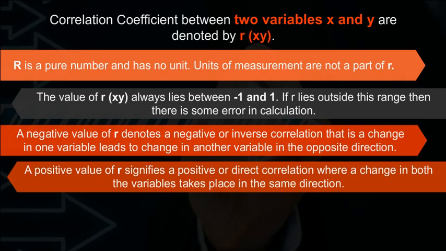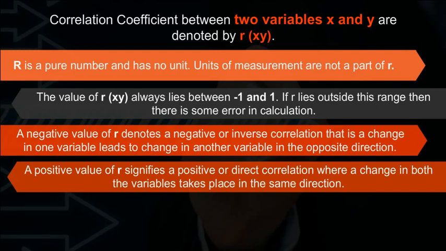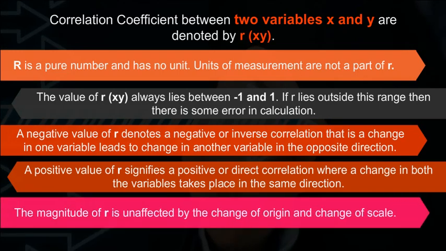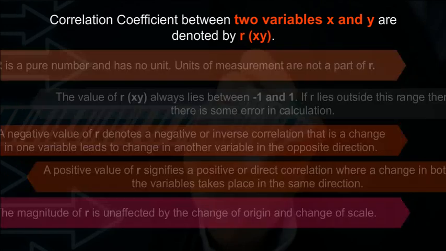A positive value of R signifies a positive or direct correlation, where a change in both the variables takes place in the same direction. The magnitude of R is unaffected by the change of origin and change of scale.